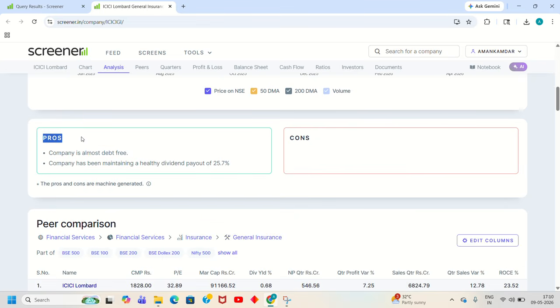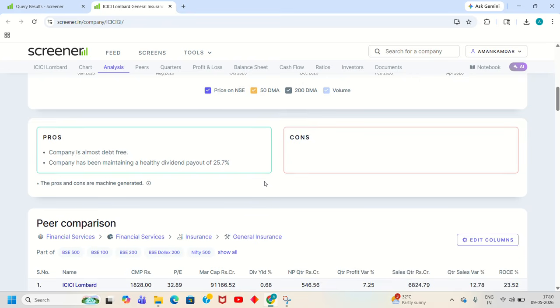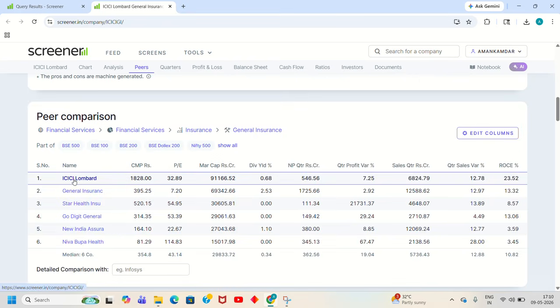Now under pros we can see that the company is almost debt free and they have a healthy dividend payout of 25.7%. And the con, as of now, it is blank, so I'm guessing there aren't any cons.